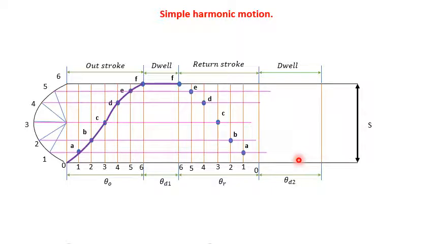So like this. Similarly, for the return stroke also, we have to join all the points using smooth curves. So this is the displacement diagram, the profile of the displacement diagram. Now I'm measuring the distance 1 to A and transferring the same to draw the cam profile. So this is the procedure to draw the displacement diagram for simple harmonic motion.